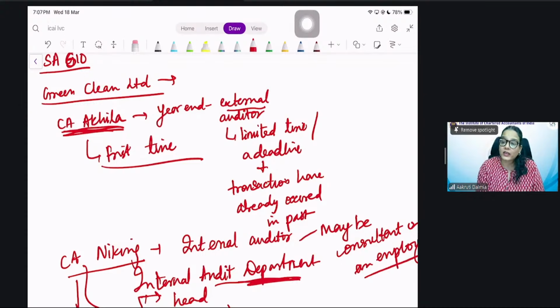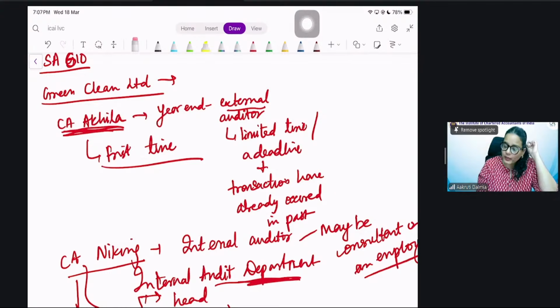But what if CA Akhila says, CA Nikunj is so good at work. I don't want to just use his reports. I want to take Nikunj's help in completing the audit. I want to take direct assistance of Nikunj to help me in my audit work in this company. Can CA Akhila do that? Can CA Akhila say to Nikunj, come be a part of helping me to do this audit of the same company?